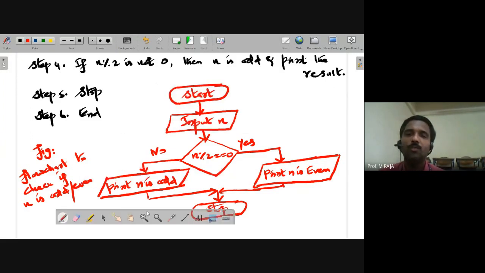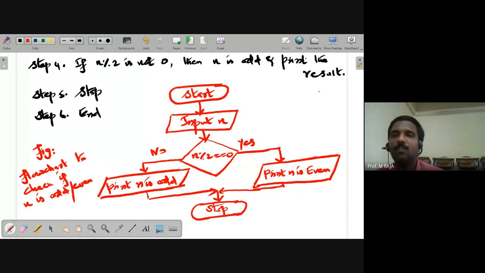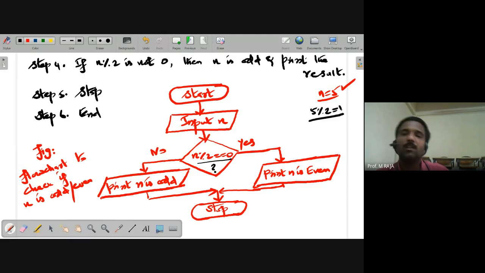Suppose we input n is equal to 5. As a flow diagram, we need to execute the steps. Start, input n is equal to 5, check if n mod 2 is equal to 0. Here if you want, we can put a question mark, a clear indication that this is a condition. 5 mod 2 is not equal to 0; 5 mod 2 is equal to 1. You can put double equal or single equal, no problem. In programming, for the conditional test, we need to use double equal.